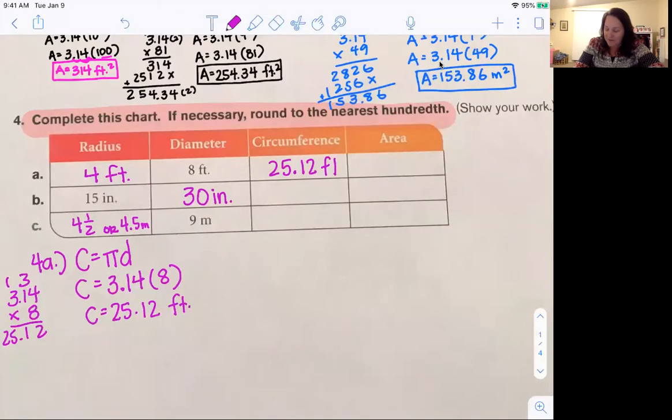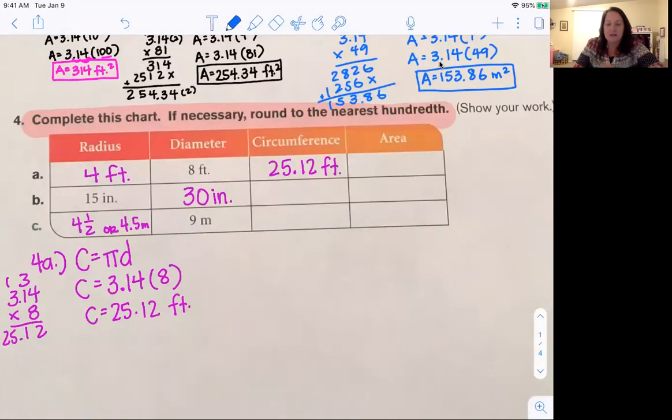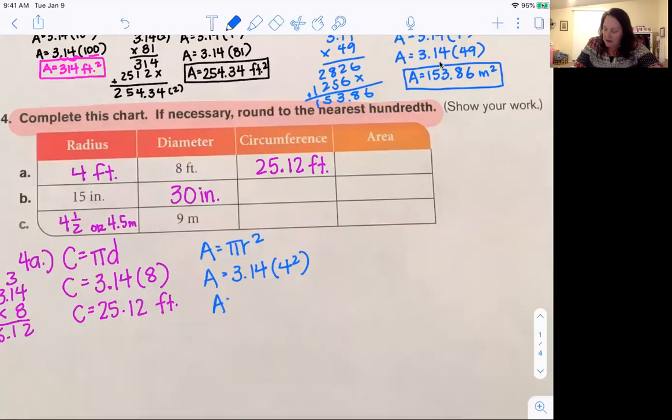25.12 feet. Awesome job. Okay, let's find the area for that guy as well. I'm using the same numbers. Area is pi r squared. Good. So area equals pi r squared. Area equals 3.14 times, where's my radius? My radius is 4, so 4 squared. Be careful, it's not 8. It's going to be 4 squared, which is 16. Area equals 3.14 times 16. Go ahead and multiply that and see what you get.